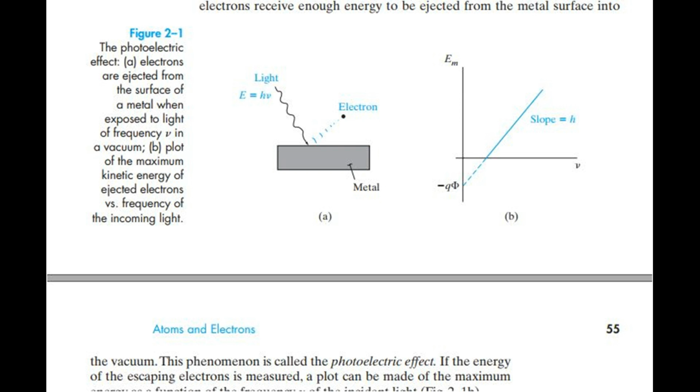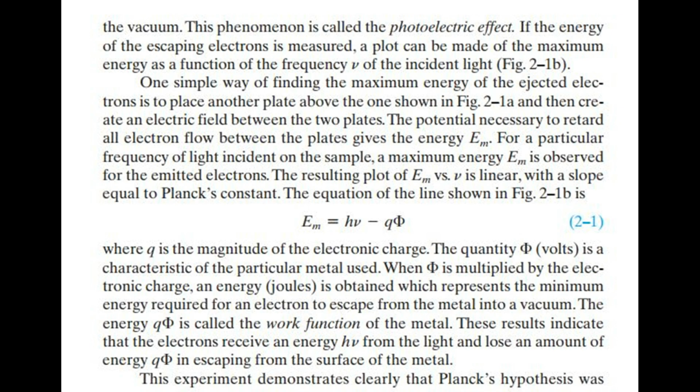If the energy of the escaping electrons is measured, a plot can be made of the maximum energy as a function of the frequency ν of the incident light, Fig. 2.1b. One simple way of finding the maximum energy of the ejected electrons is to place another plate above the one shown in Fig. 2.1a and then create an electric field between the two plates. The potential necessary to retard all electron flow between the plates gives the energy E_m. For a particular frequency of light incident on the sample, a maximum energy E_m is observed for the emitted electrons. The resulting plot of E_m versus ν is linear, with a slope equal to Planck's constant.